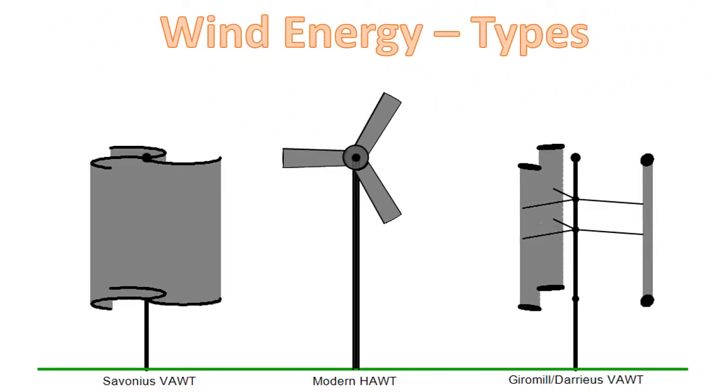Wind turbines can be divided into two big categories: those that have the rotor in the horizontal axis and those that are assembled with the rotor in the vertical axis. The turbines with the horizontal axis are commonly pointed towards the wind, while the ones with the vertical axis don't need this type of positioning.